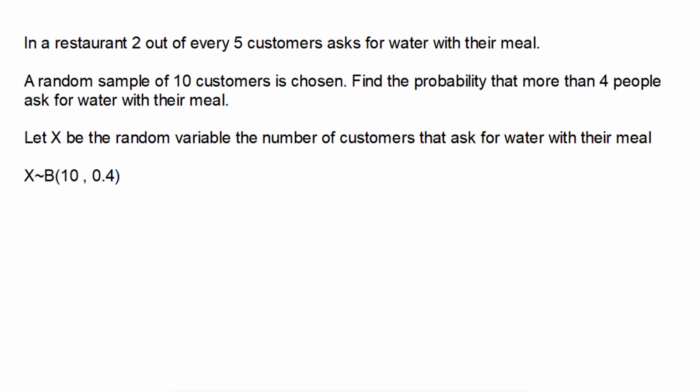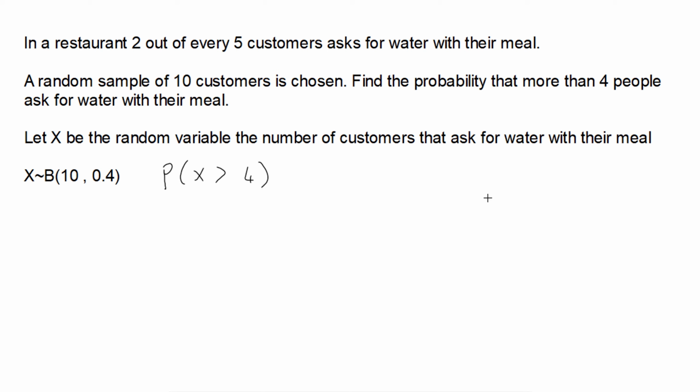So the first thing we then have to say is this. Let x be the random variable, the number of customers that ask for water with their meal. And then we can write out our binomial distribution by saying x is distributed binomially 10, 0.4. That's 10 trials and a probability of 0.4. Now, in this case, it is asking for us to do the following. We want to see the probability that x is greater than 4.